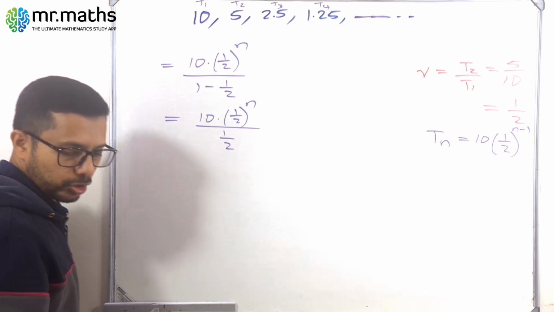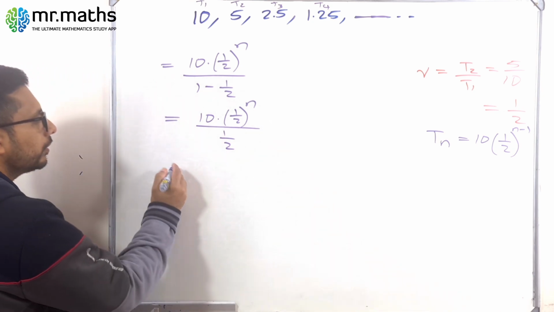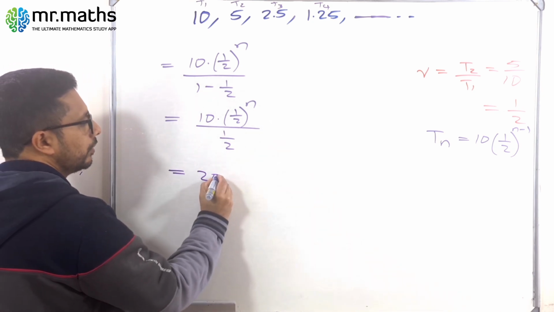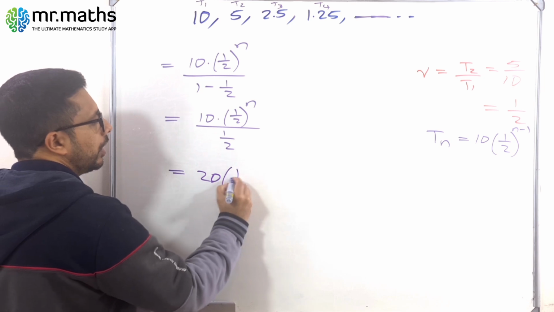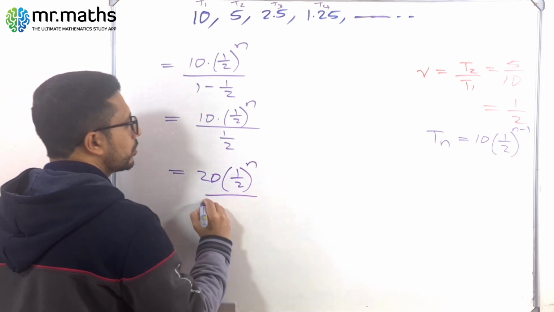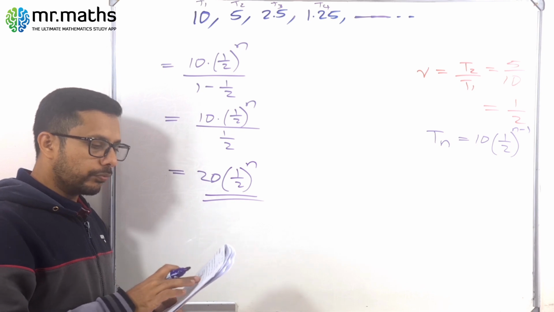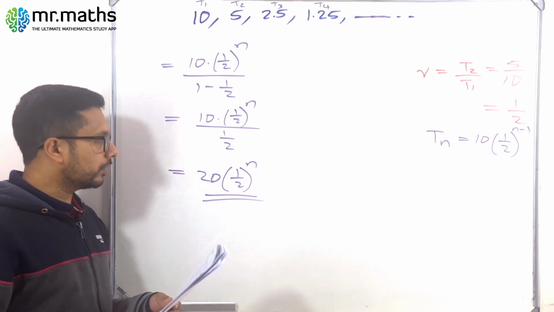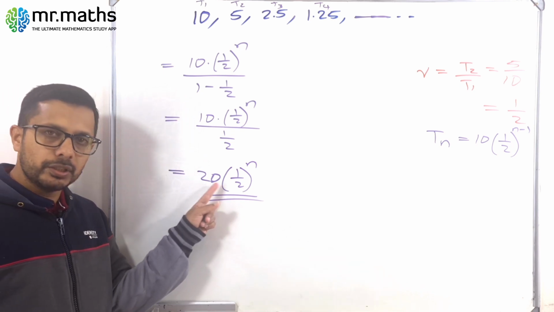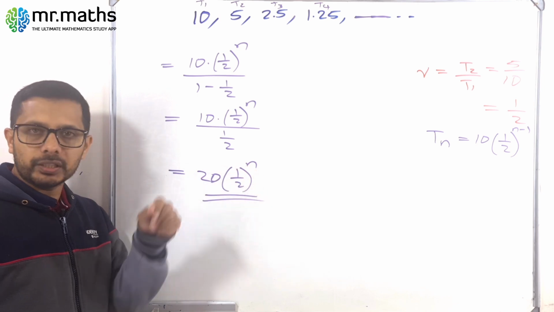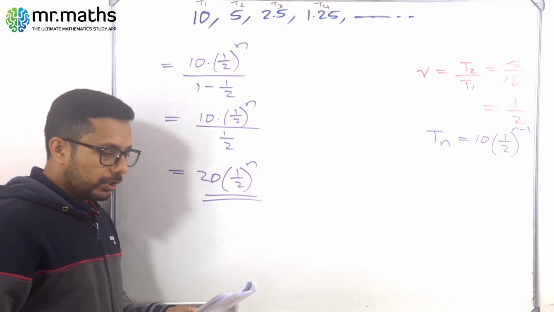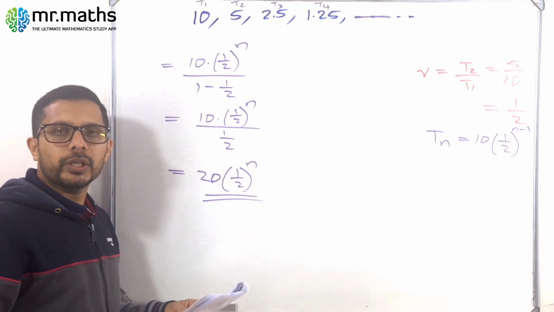I'll explain that once more. So here this is 20, then half raised to n. Now we can see that they want the answer in the form of a into b raised to n. So here it is 20 into half raised to n, that is the form. Okay, so that is question number 2.4.